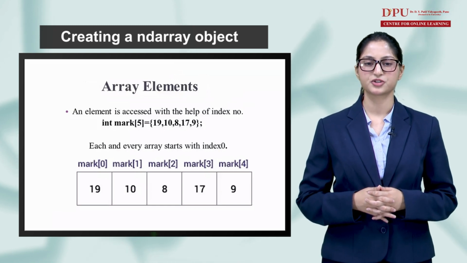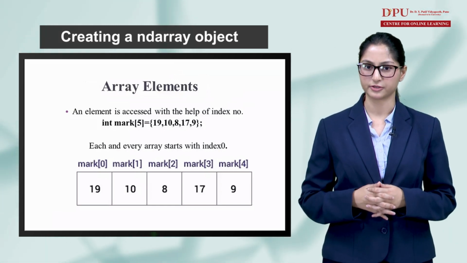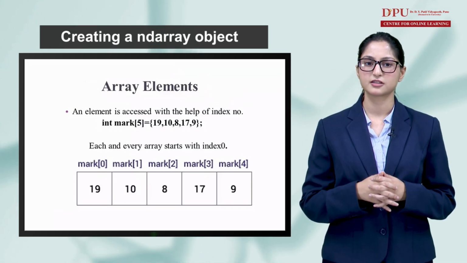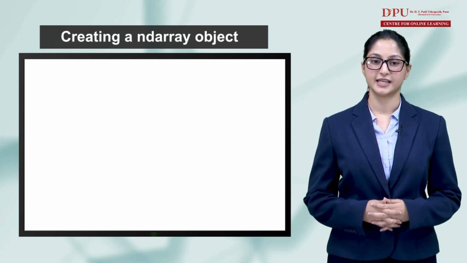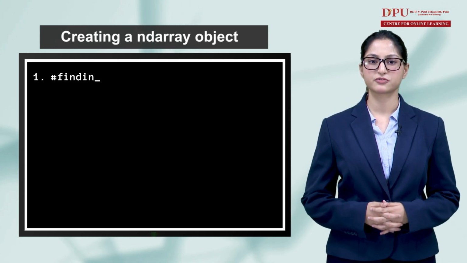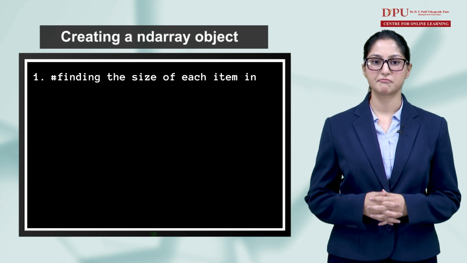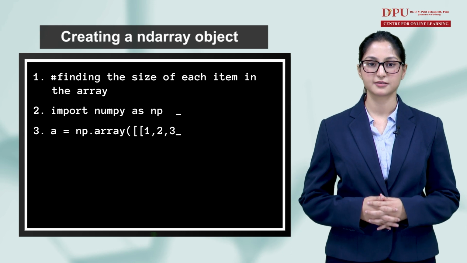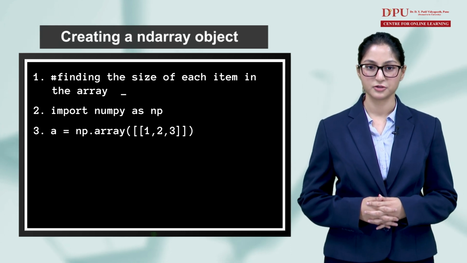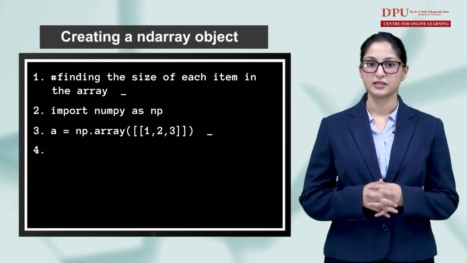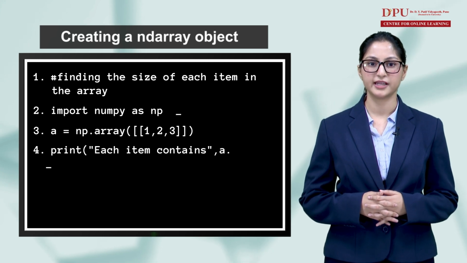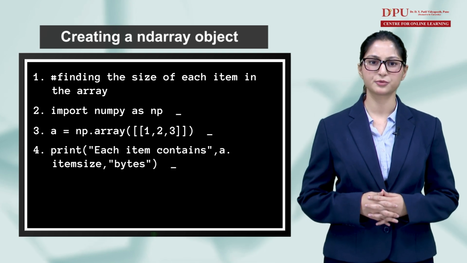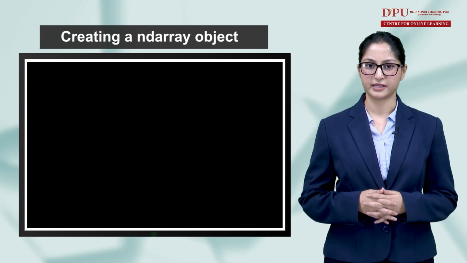Finding the size of each array element. The itemsize function is used to get the size of each array item. It returns the number of bytes taken by each array element. Consider the following example. Example, comment: finding the size of each item in the array. Import numpy as np, a = np.array([1, 2, 3]). Print("each item contains", a.itemsize, "bytes"). Output: each item contains 8 bytes.